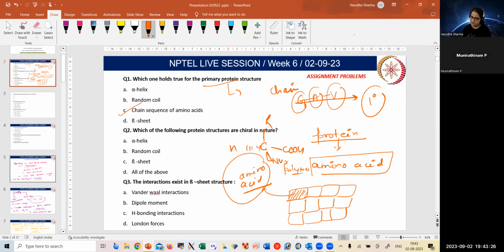This is a chiral molecule, because all the groups attached to the carbon are different substituents, and whatever mirror image you get would be non-superimposable. Now you understand we started with protein, we cut it down to its basic subunit, that is amino acid, and amino acid is chiral in nature. So when the basic subunit is chiral, that means the whole chirality will be generated in the protein molecule. Now the simple question is, which of the following protein structures are chiral in nature? Alpha helix, random coil, beta sheet, or all of the above?